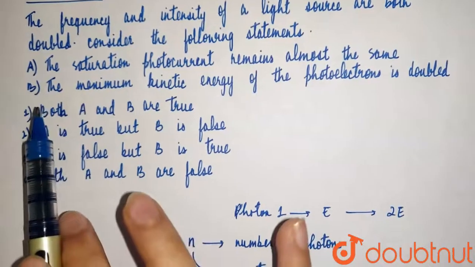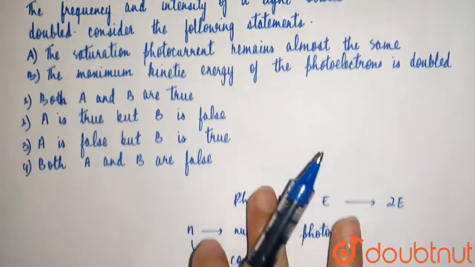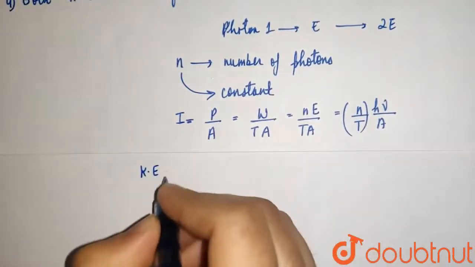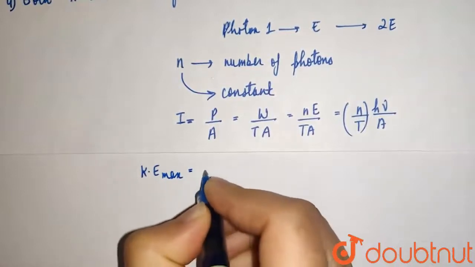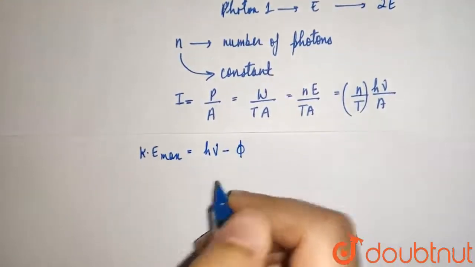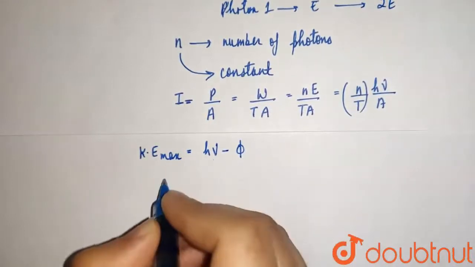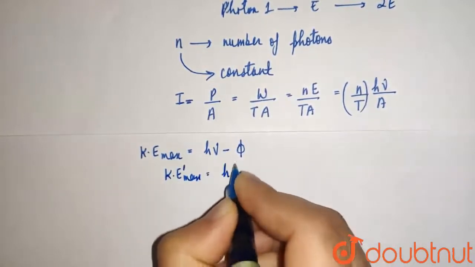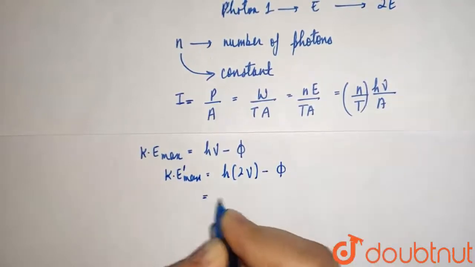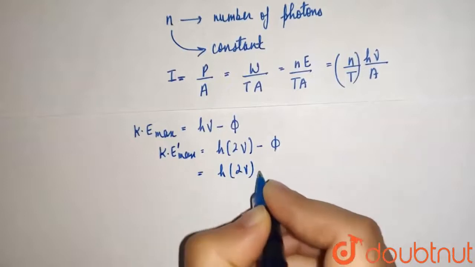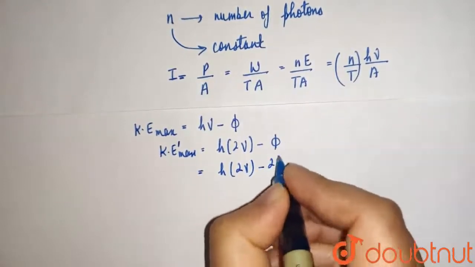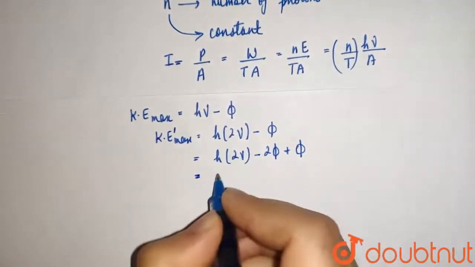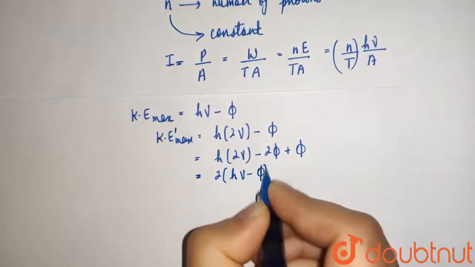Now let's check the second statement, that is, maximum kinetic energy of the photoelectrons is doubled. We know maximum kinetic energy is given by the photoelectric equation: KE max is equal to h nu minus phi. And now we are doubling the frequency. So let's say KE' max is equal to h into 2 nu minus phi. So we can rewrite it, writing phi as minus 2 phi plus phi, just to take this 2 common, so we'll understand what is really happening. So 2(h nu minus phi) plus phi.